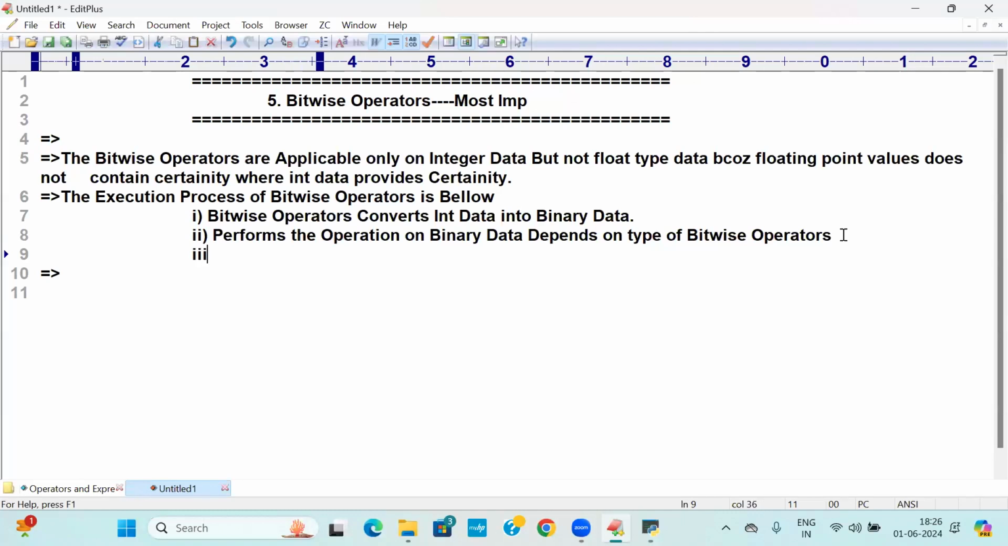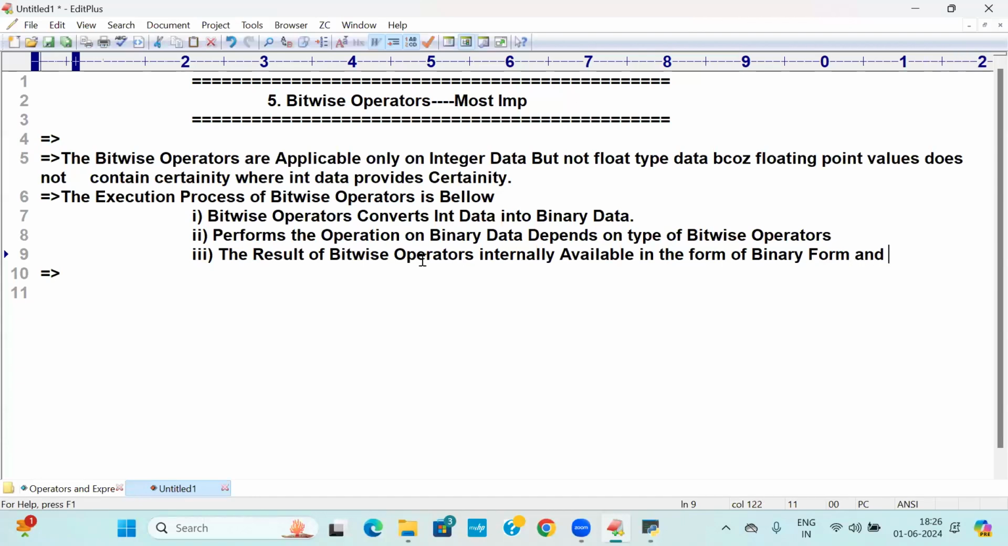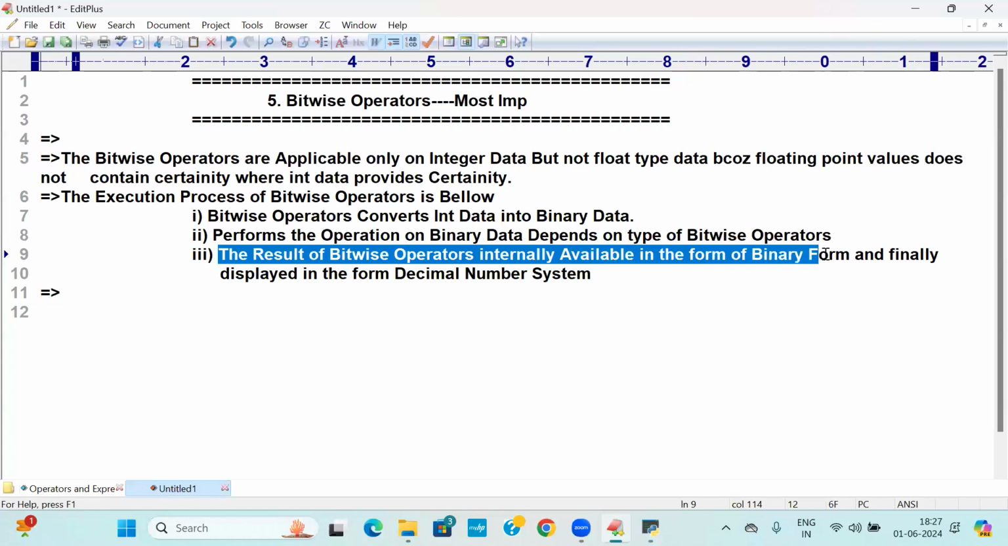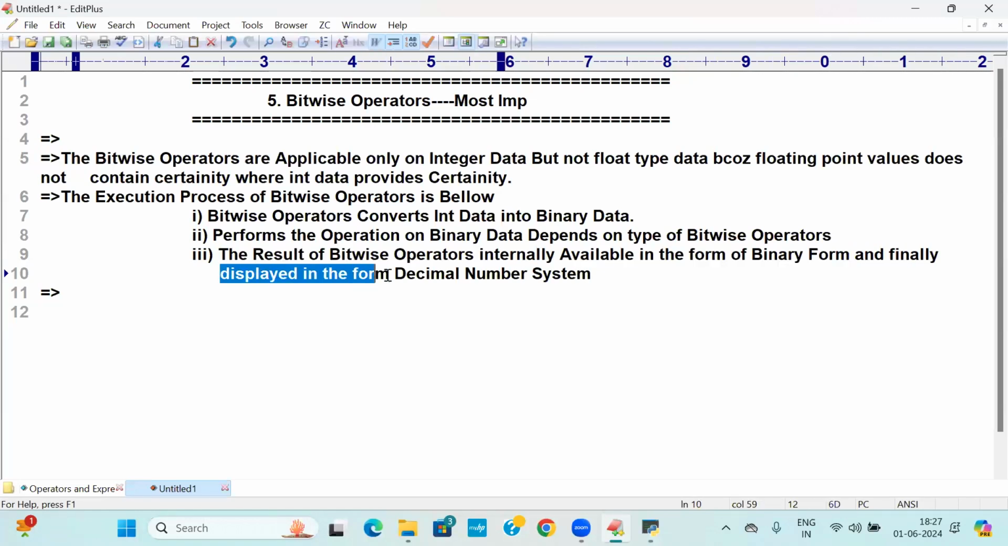Third one, the result. The result of bitwise operators is internally available in the form of, tell me what format? Binary form. And finally it is displayed in the form of what? Decimal number system. Why is it displayed in the form of the decimal number system?